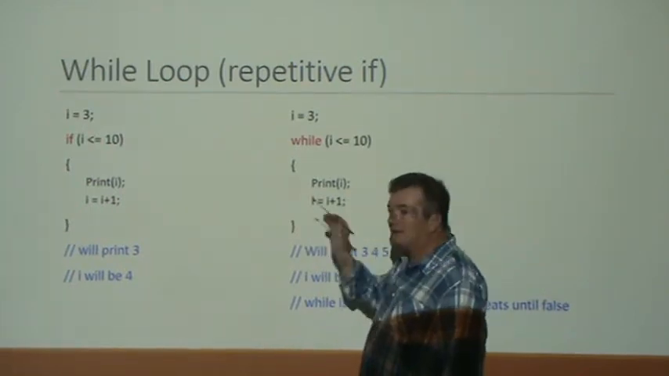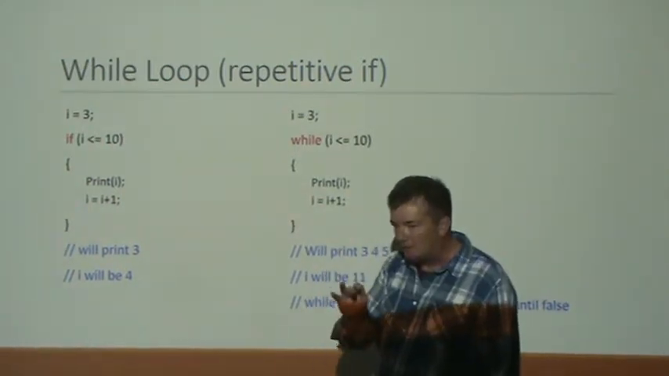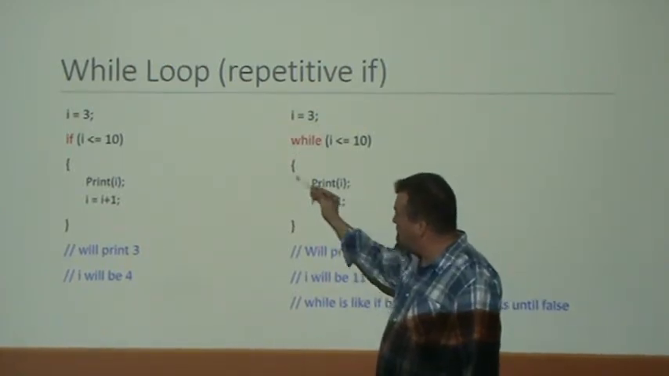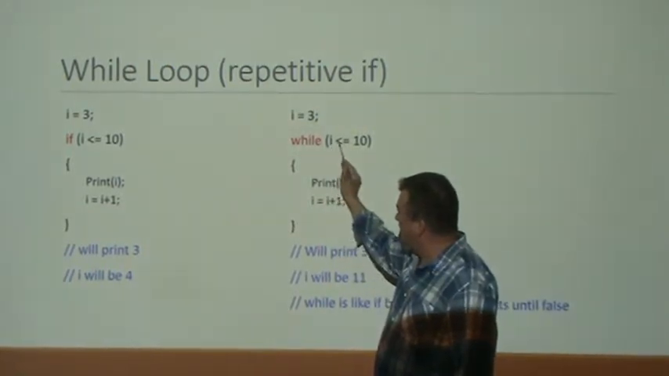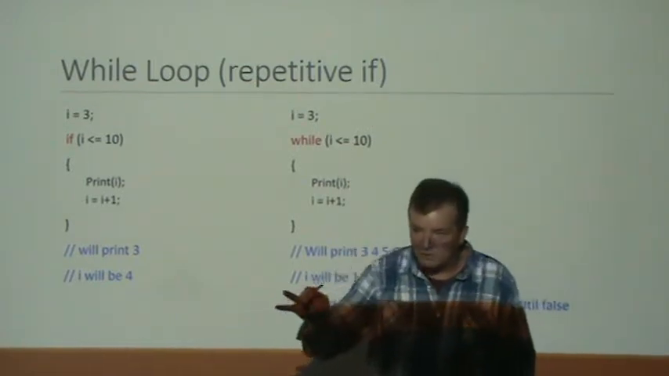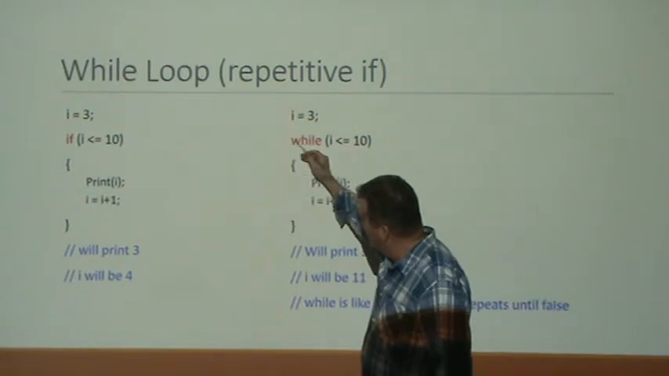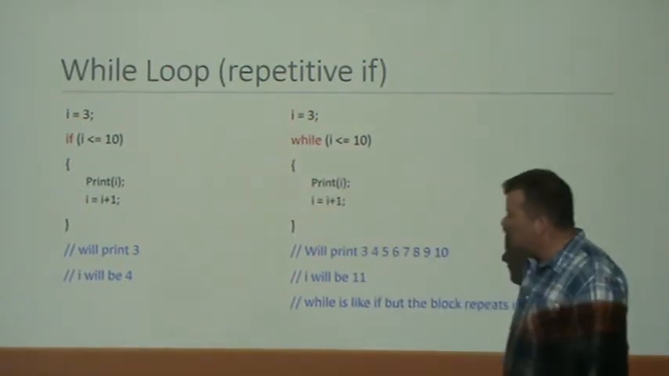Eventually I will become 11. When I becomes 11, right after we printed 10, we will go up here, and this statement, is 11 less than or equal to 10, will now be a false statement, and therefore the code in the brackets will not run, and you would jump down here and finish.